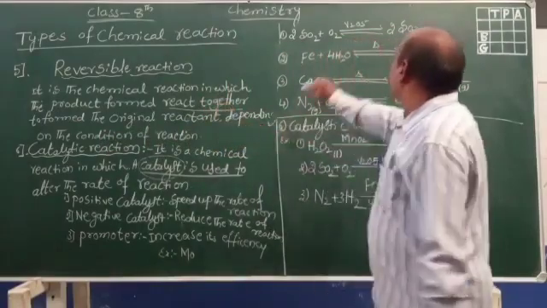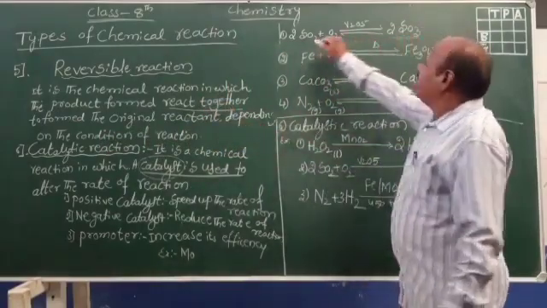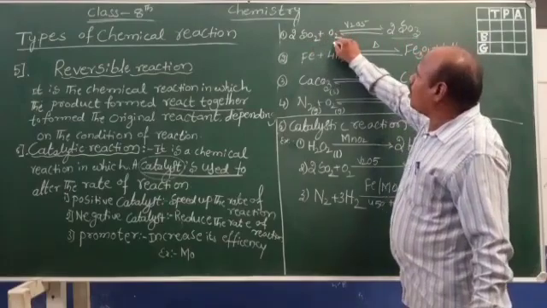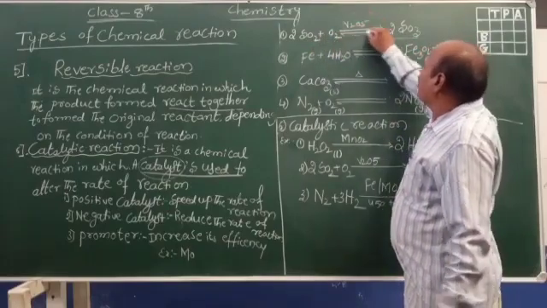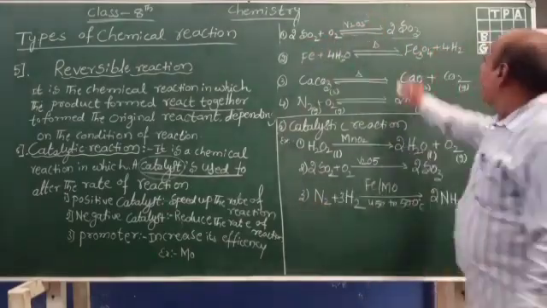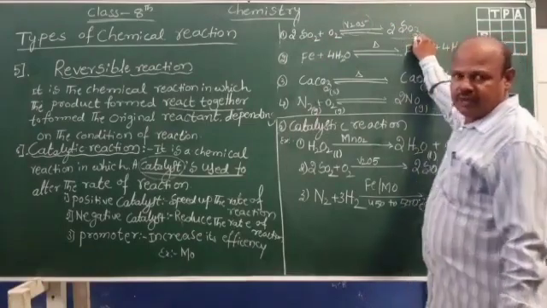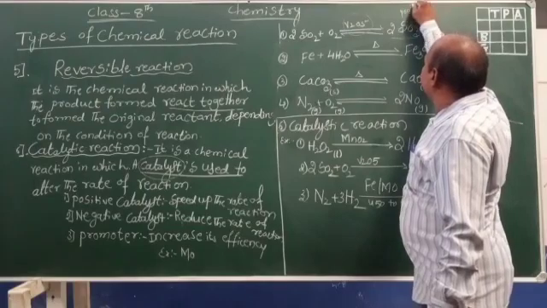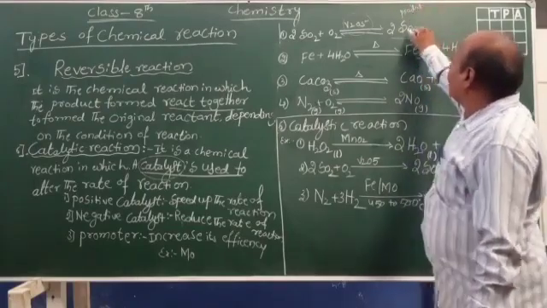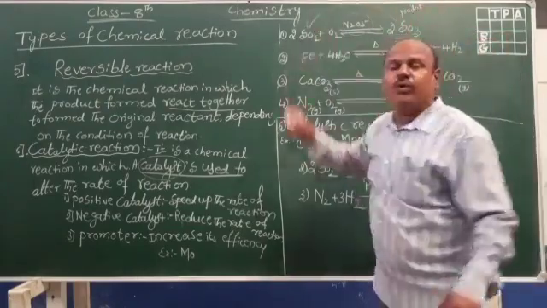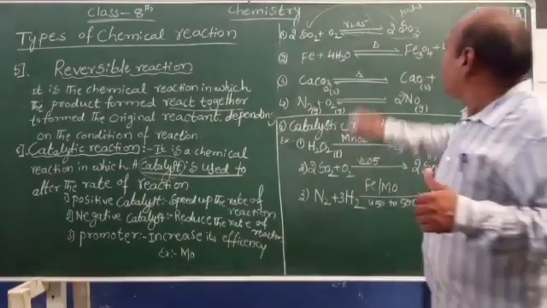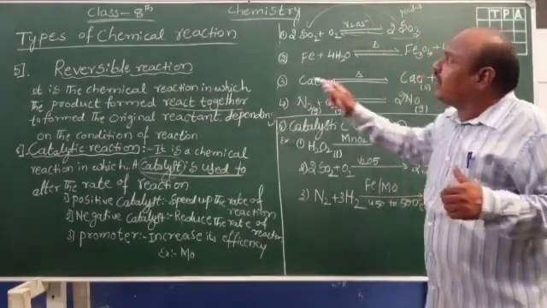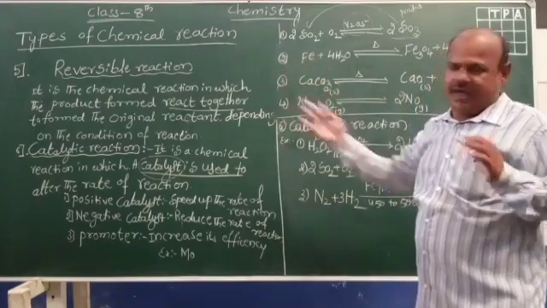For example, sulfur dioxide reacts with oxygen with the help of vanadium pentoxide as a catalyst, and sulfur trioxide is formed. Again, from the product sulfur trioxide, we can get back the original reactants. This type of reaction is known as a reversible reaction.